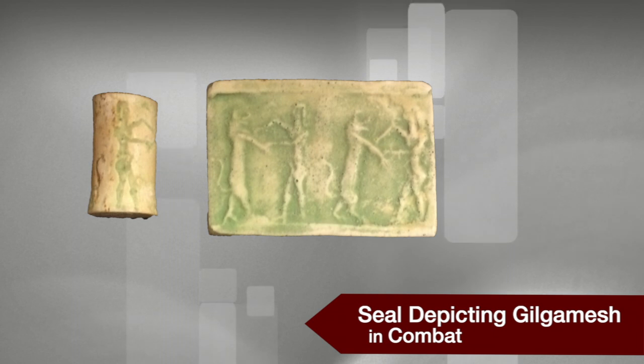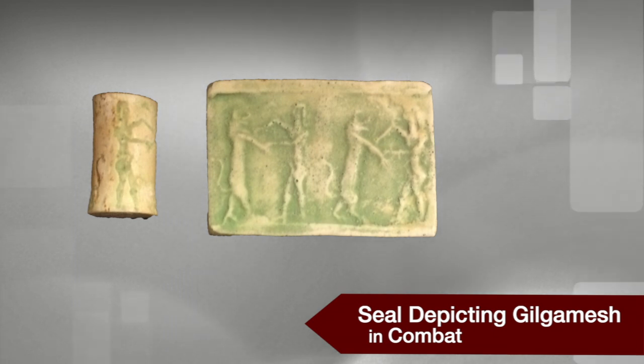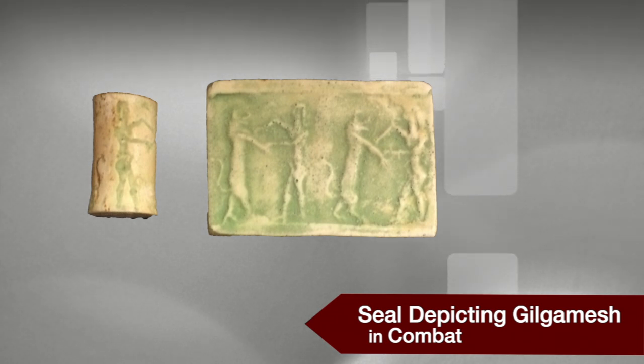This jadeite seal shows one of the typical scenes of a bearded nude hero wearing only a belt in a fight with a lion. The hero is thought by many scholars to represent Gilgamesh, the central figure of several Sumerian epic poems.